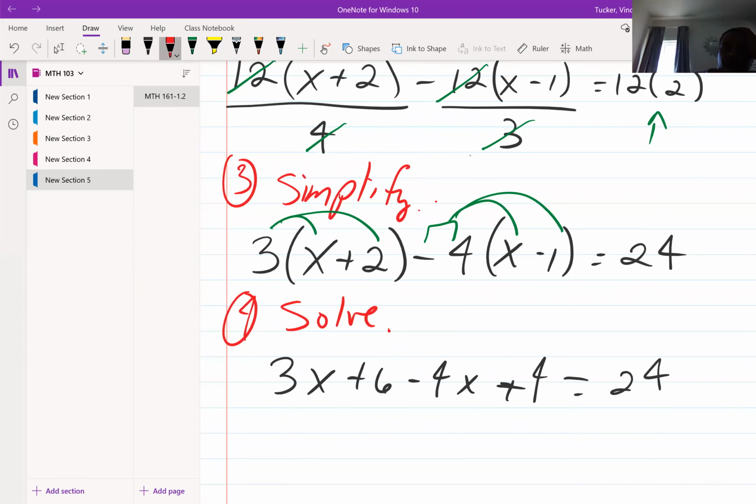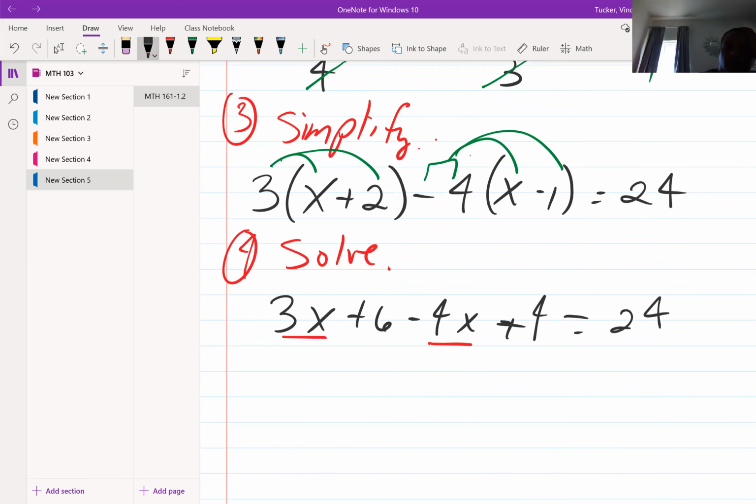Combine your like terms, 3x minus 4x is negative x, 6 plus 4 is plus 10. 24 is fine, stays the same. Subtract 10.